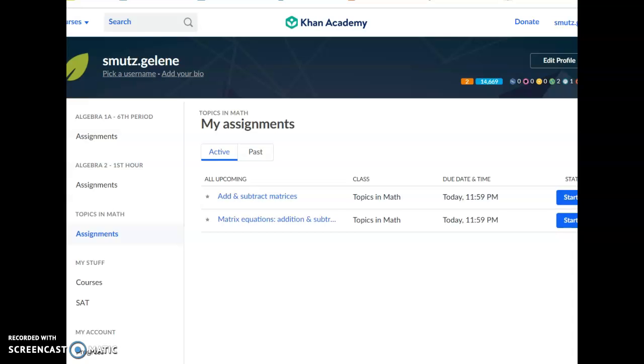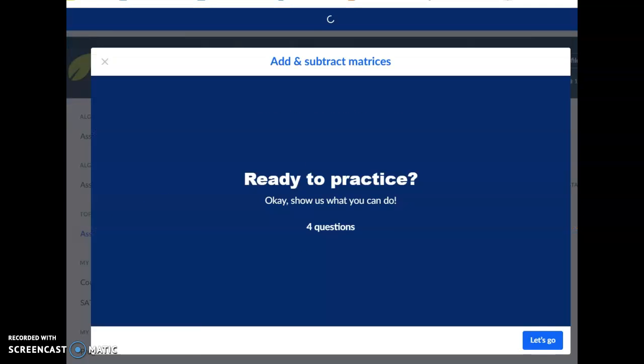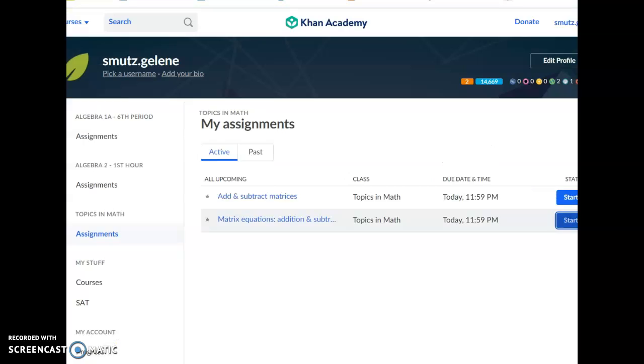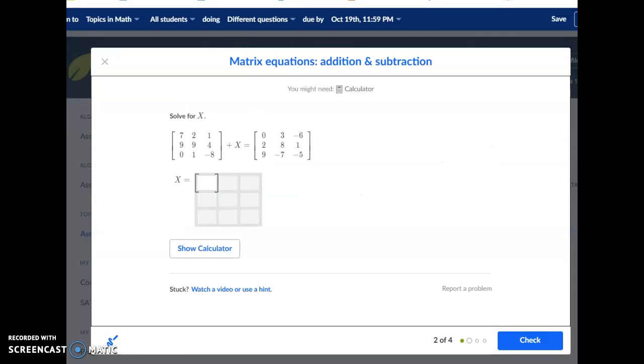So the first one, adding and subtracting matrices. Go ahead and start it. And then you'll just be writing your answer that you get when you add or subtract them. The second one's a little bit trickier because you need to figure out the missing matrix and be very precise, because if you miss one of these, it tells you you have it wrong. So just be very precise when you write your answer.